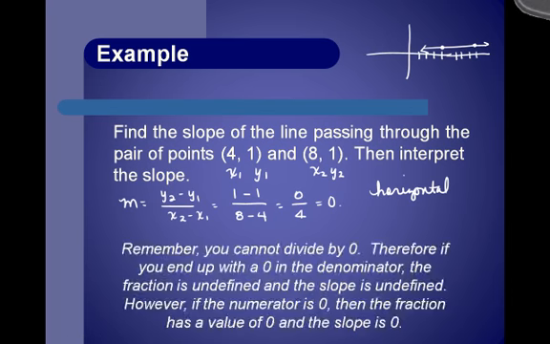Now, just a caution, if we would have come up with a 0 in the denominator, then because there's no such thing as division by 0, we would have had a fraction that was undefined and the slope would have been undefined. But since the numerator was 0, then the fraction has a value of 0 and the slope is 0.